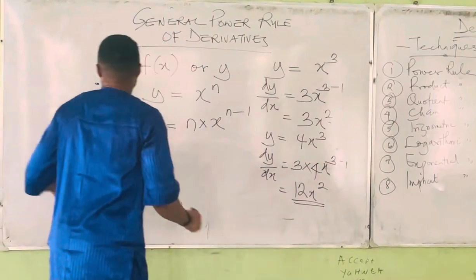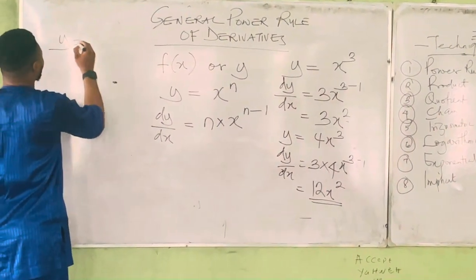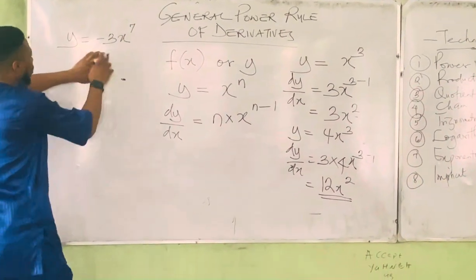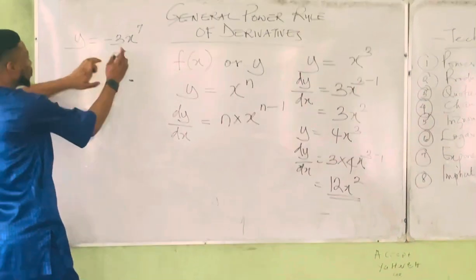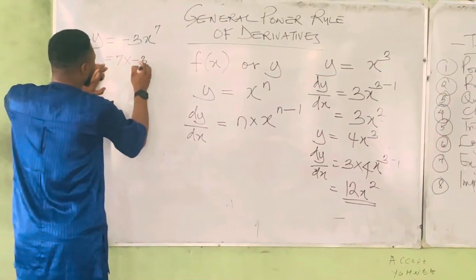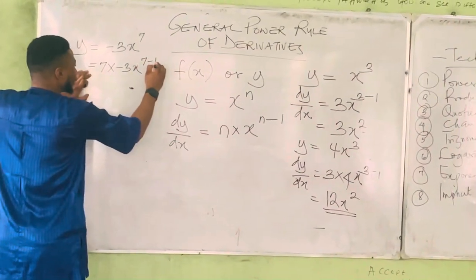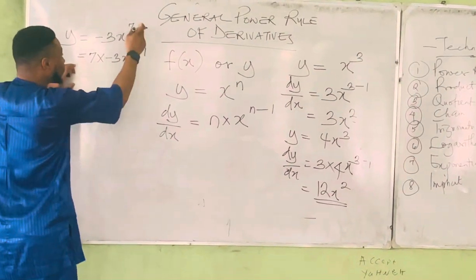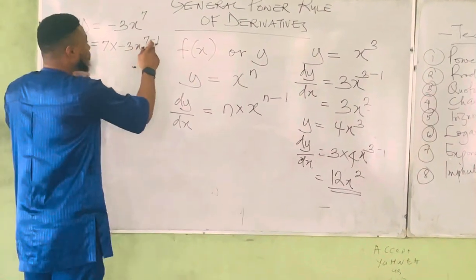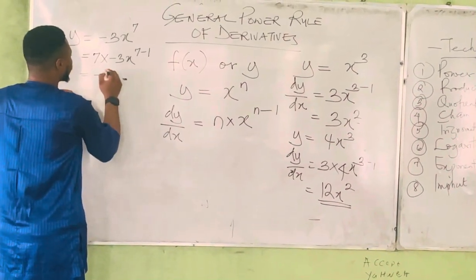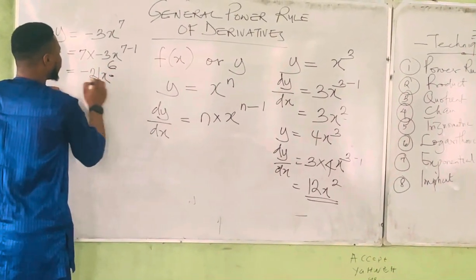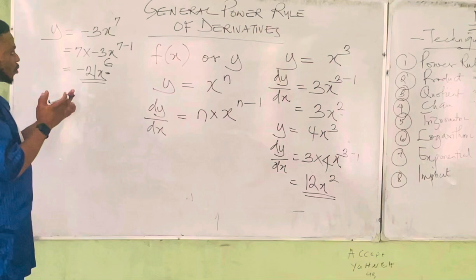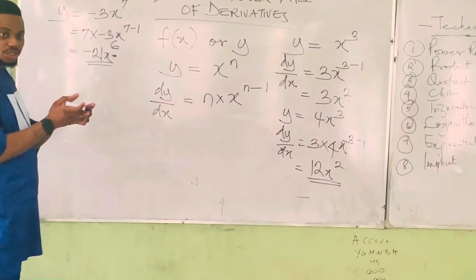12x squared. Now let's look at another example. Let's say we have y equals minus 3x raised to power 7, for instance. You have a negative coefficient here. So now this will be 7 times minus 3, x raised to power 7 minus 1. Your power times your coefficient. Repeat your variable x, then subtract 1 from your power. So this will now be minus 21x raised to power 6. Okay? So this is how to apply the power rule in differentiation.